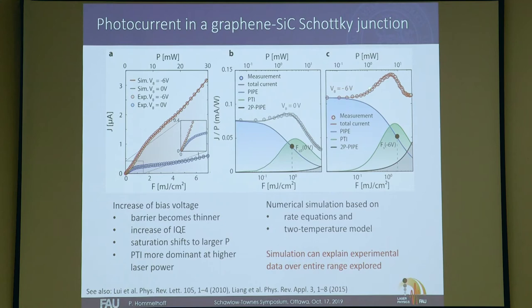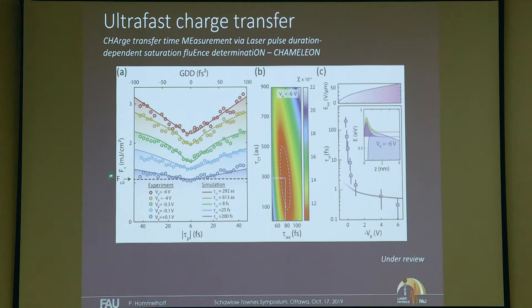And why do we do that? We only do it to extract the saturation fluence, so at which fluence this prompt internal photoemission current drops to one half of its maximum value. We only want to know this point. And when we know that, we can plot this saturation fluence as a function of the laser pulse duration. So we change the laser pulse duration, positive chirp, negative chirp, so we make the pulses longer. And watch what happens here.